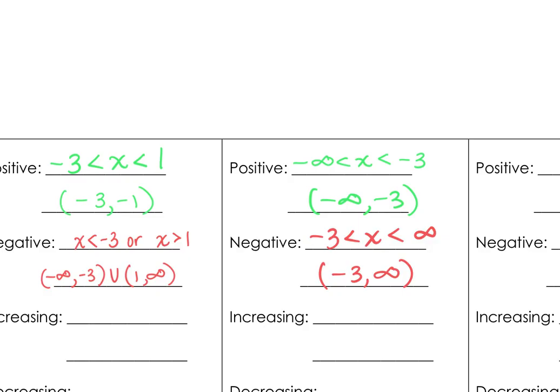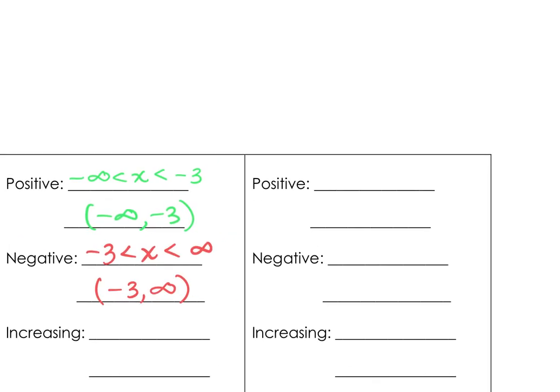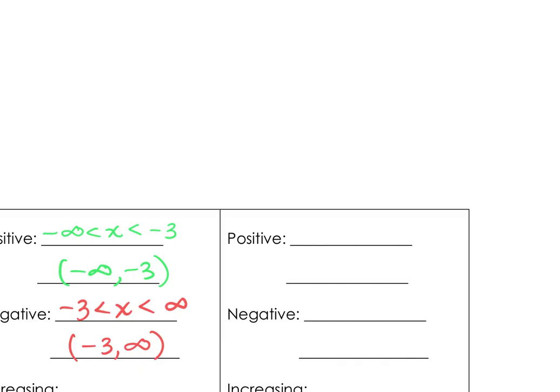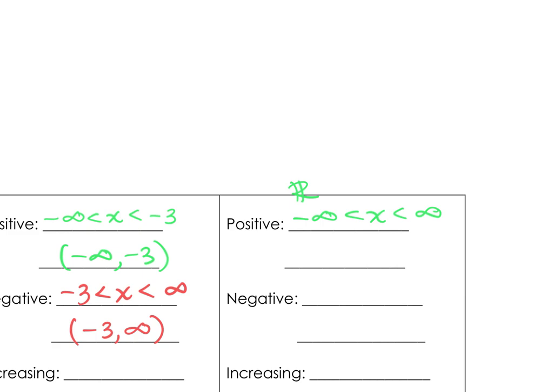All right, last graph, graph number 3. Write that interval because it's always positive, so you could write all real numbers if you want. Or you could do the negative infinity, which is less than x, which is less than positive infinity. Or again, all real numbers. And then writing that as the interval notation, that's your parenthesis from negative infinity to positive infinity.